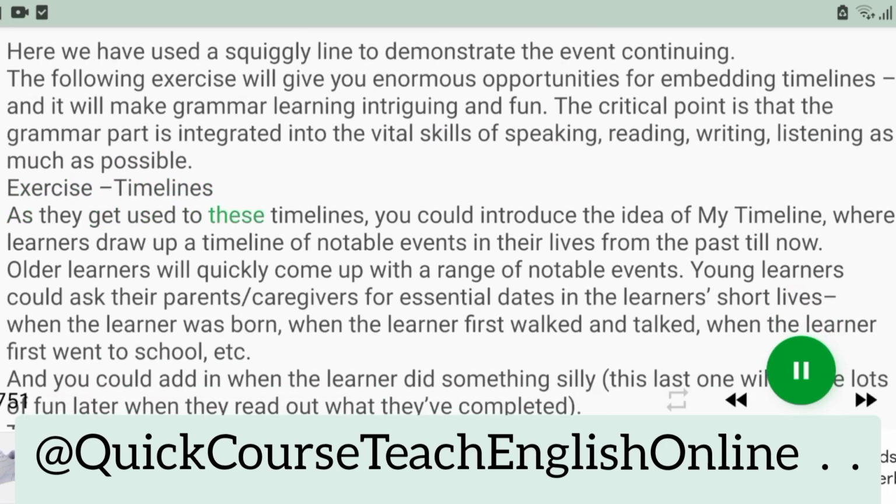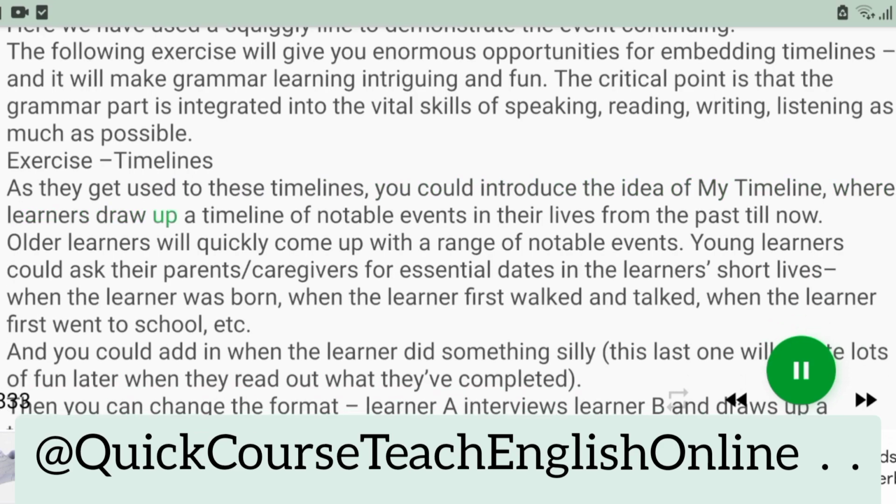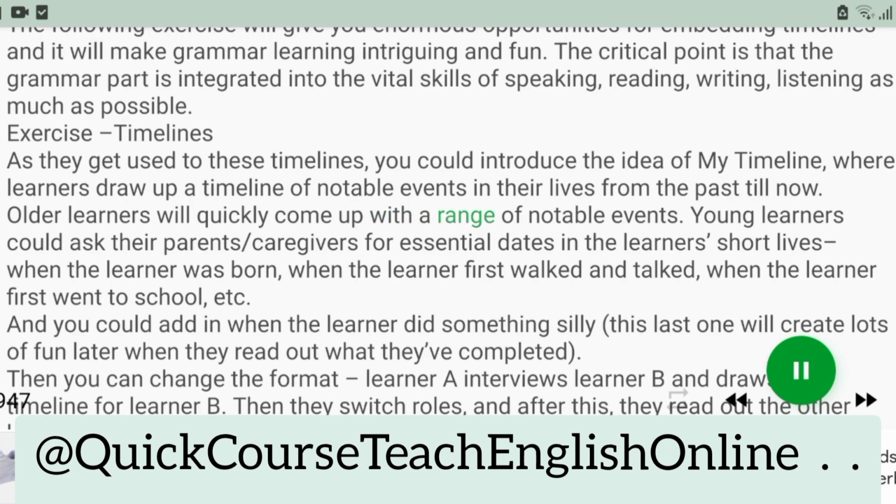As they get used to these timelines, you could introduce the idea of my timeline, where learners draw up a timeline of notable events in their lives from the past till now. Older learners will quickly come up with a range of notable events.